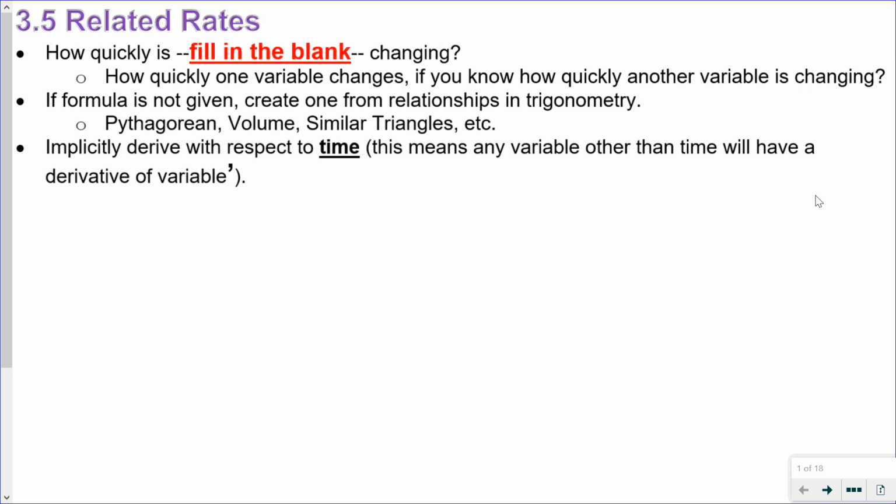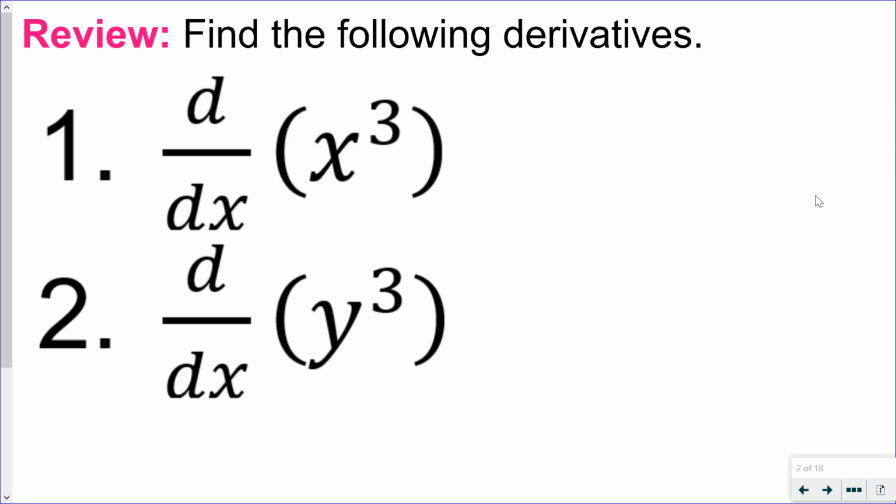So some general tips here. If a formula is not given, create one from relationships in geometry and trigonometry. Look to Pythagorean theorem, volume, area, similar triangles, those types of things. Once we find out what our equation is, we're going to implicitly differentiate with respect to time. So implicit differentiation means we're doing it with respect to time. That means any variable other than time will have a derivative of variable prime, or the derivative with respect to time. So I just want to review by doing a couple examples here.